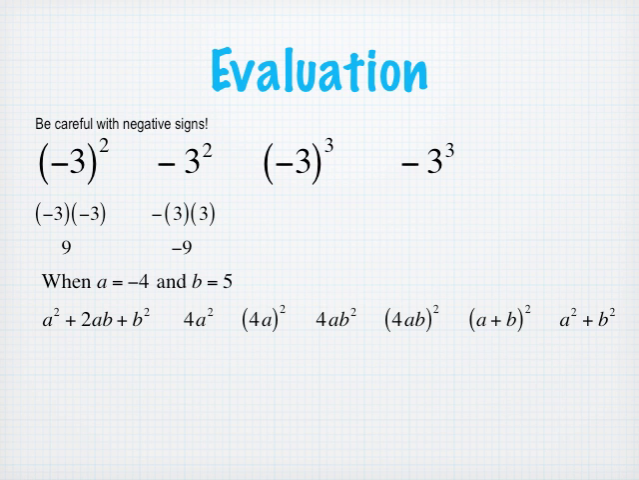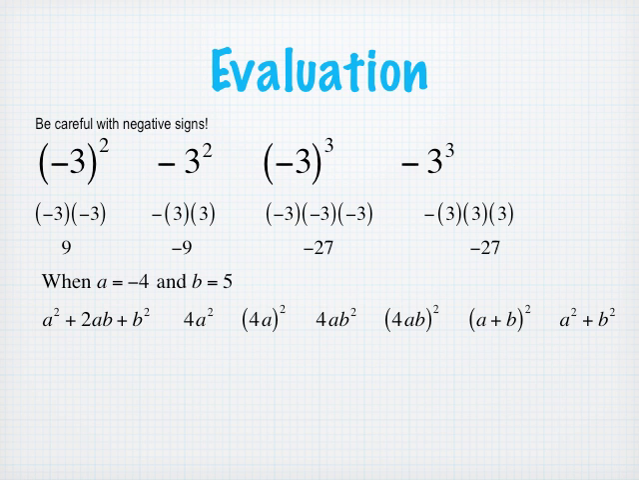For a cube, let's see what happens. A negative 3 cubed is negative 3 times negative 3 times negative 3. I'm cubing everything inside those parentheses, which gives me negative 27. A negative 3 cubed is negative 3 times 3 times 3, which is also negative 27. So even though those have the same answer, they are different. The intermediate work really does matter, and I will be looking for that on your homework.